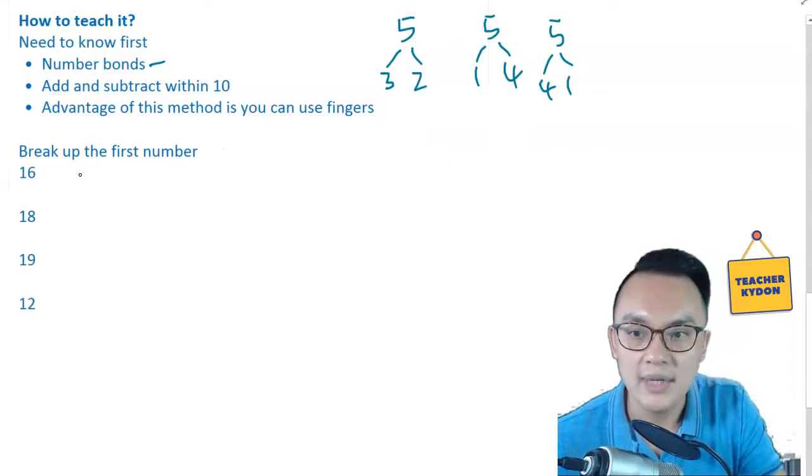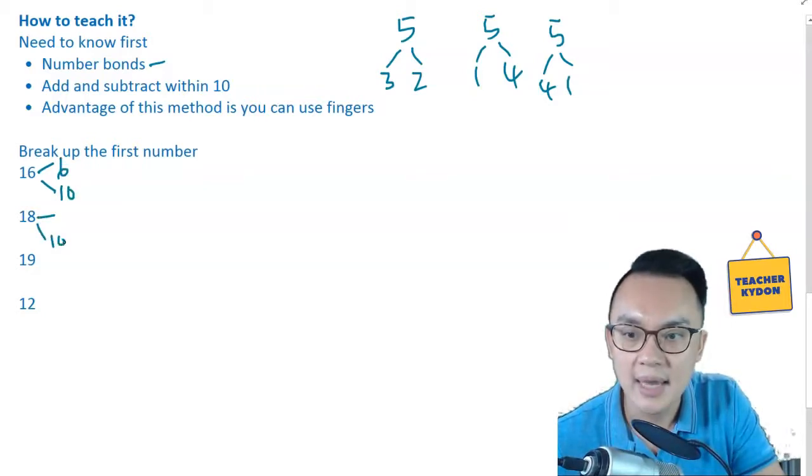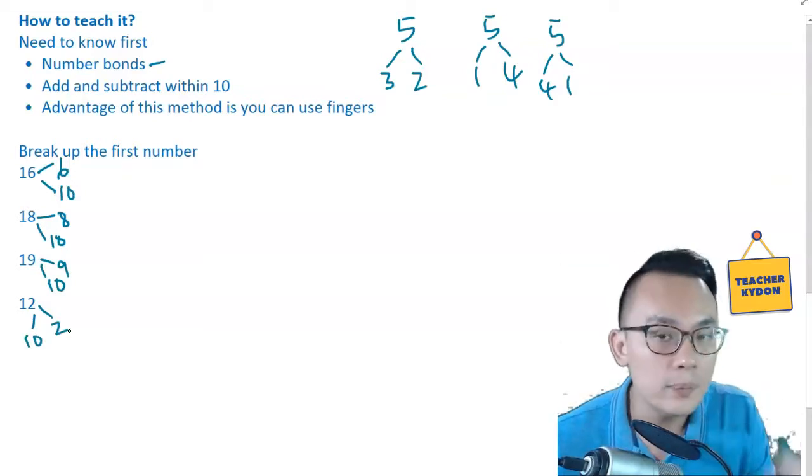So what I did was I drilled my kids, and you have to break up the number into 10 and 6. All right. So 18 is 10 and 8, 19 is 10 and 9, and 12 is 10 and 2. Now this is a super important step, all right?